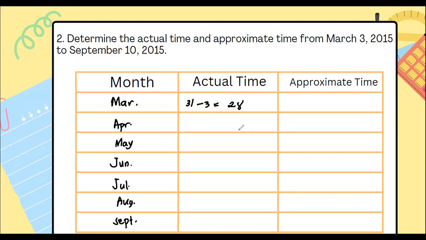Next, April, on actual time. April has 30 days. May has 31 days. June has 30 days. July, 31 days. For August, 31 days as well. And for September, there are 30 days. Okay? So after we list all the number of days in the given months, we will total them, or add them all.